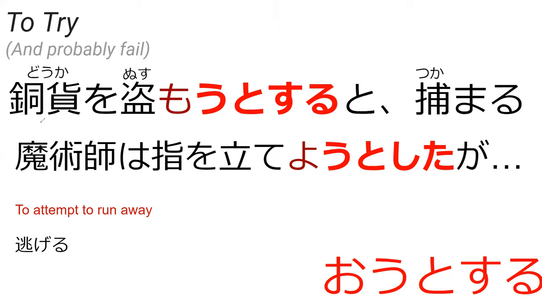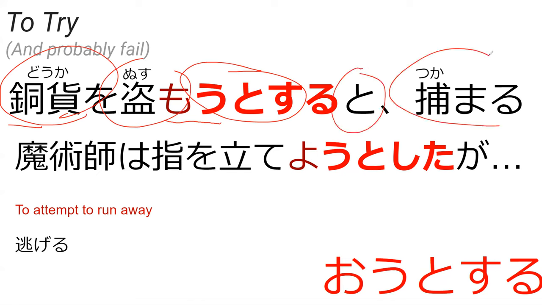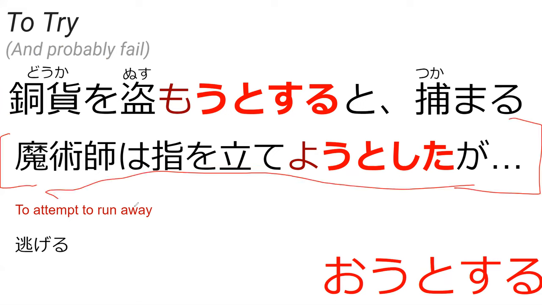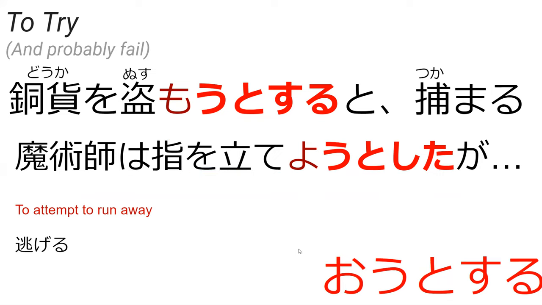For example, can you read this first sentence for me? どうかを盗もうとすると捕まる。 So this says, I was about to steal some copper coins. However, right when I tried to do that, I was captured. Tsukamaru. Well, specifically, this will be captured. I probably should have had that in past tense. I was captured. Can you read the sentence over here? Majutsushi wa yubi o tateyo utoshita ga. This means I attempted to put up my fingers, but dot dot dot, something got in the way. Who knows?